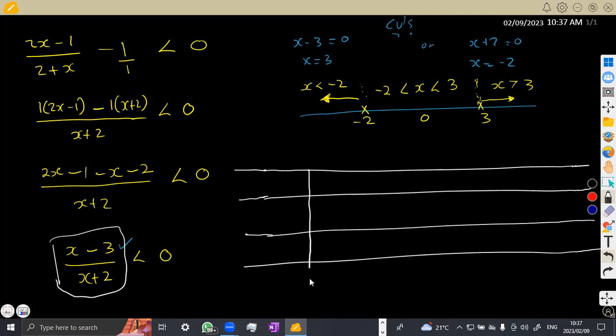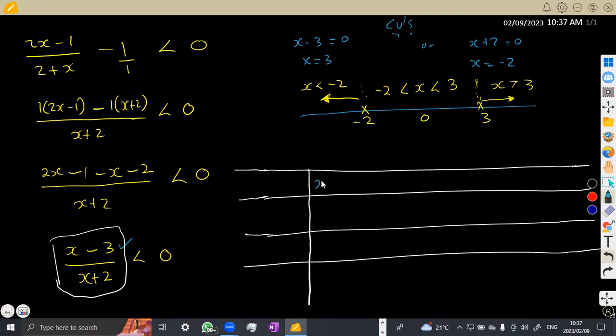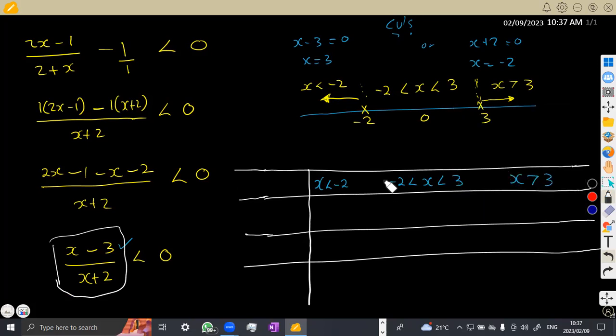So let's indicate the first one. We had x less than -2. Then we have got -2 up to 3. Then we've got x greater than 3. So these are the possible solutions that we can have.